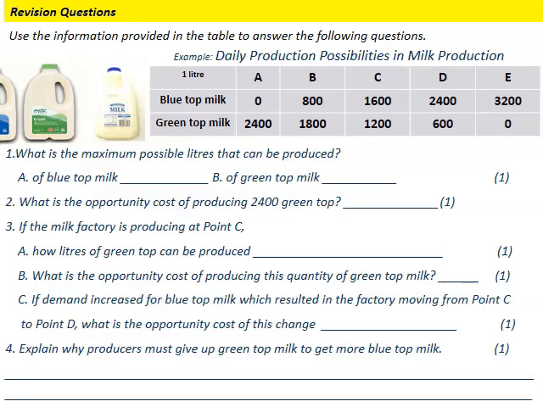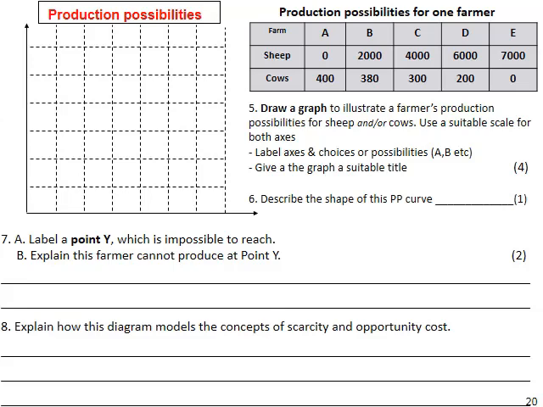So here are some revision questions on interpreting the production possibility schedule, so I'll leave you to complete those. This slide offers you more opportunity to transform the production possibility schedule into a production possibility curve, showing the production possibilities of sheep and cows. Once you've completed it, answer the questions. If you have any queries about answers, don't hesitate to ask in the next teaching session.